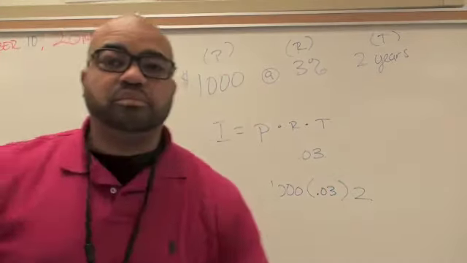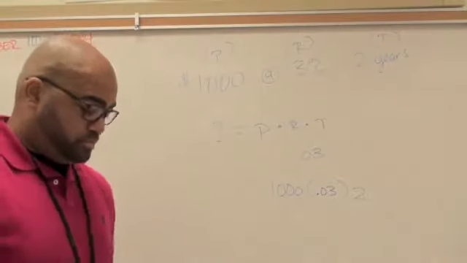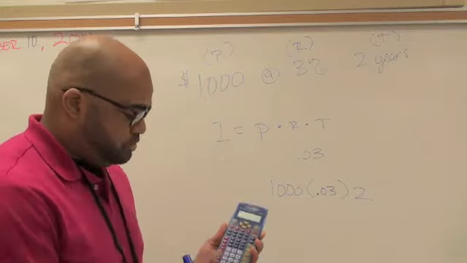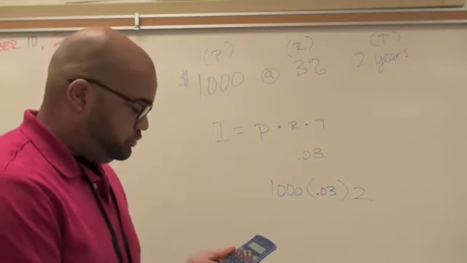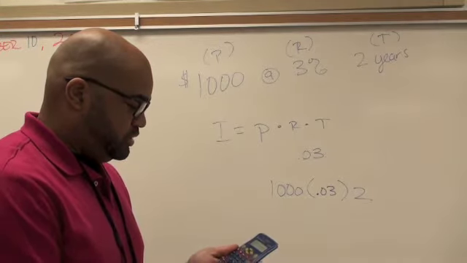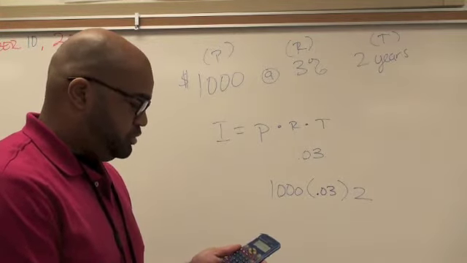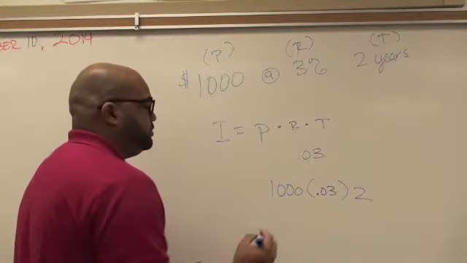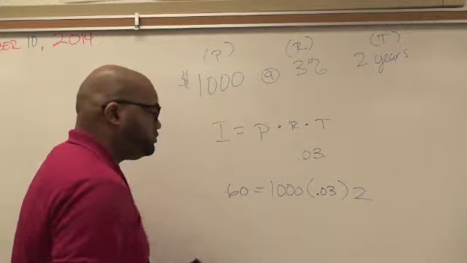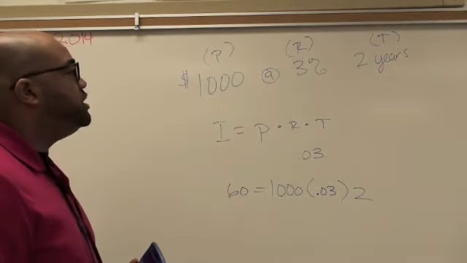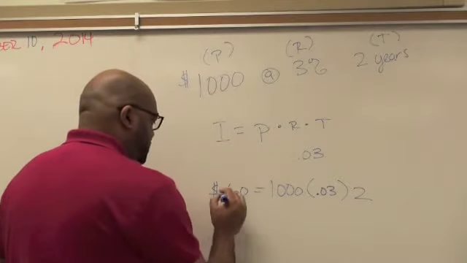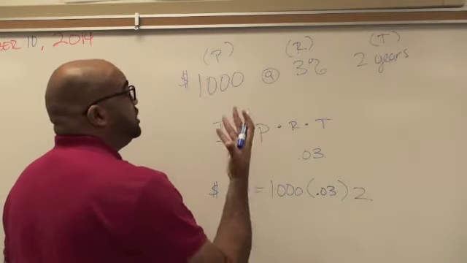So now, if we plug this in the calculator, I'm going to clear out and punch in 1,000 times 0.03 times 2. All that together gets me 60. This equals $60. That's how much we'll pay in interest. Is that the answer? No, it's not. That's how much the interest payment is.